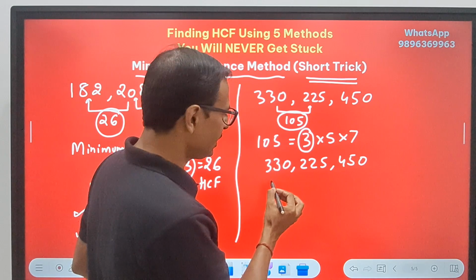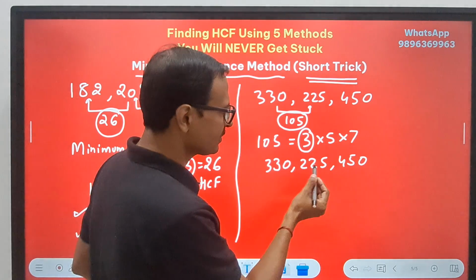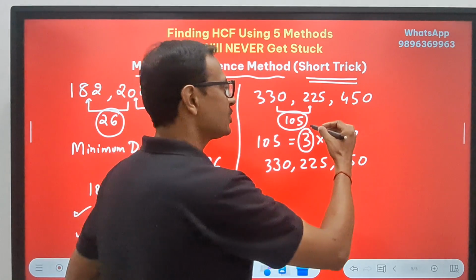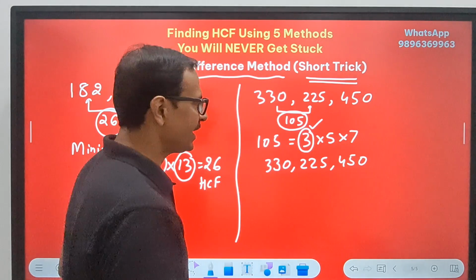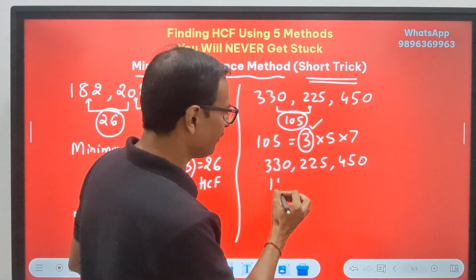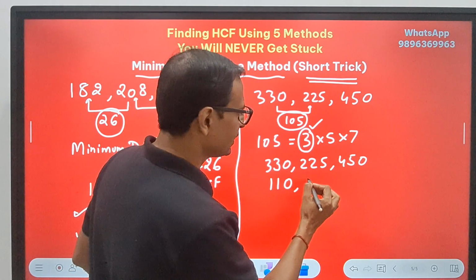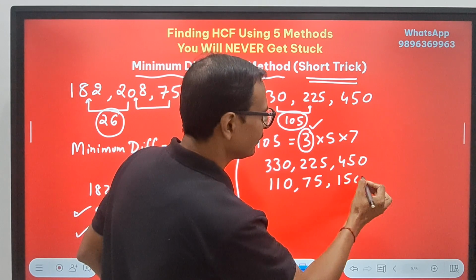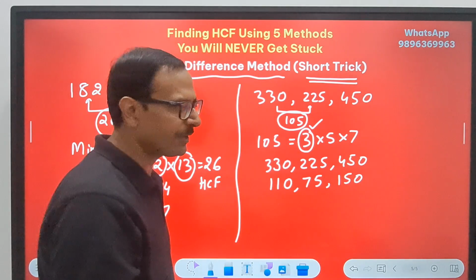Okay. 3, it divides this, it divides this, and it divides this. So 3 will be a part of HCF. Let's divide it by 3. 110, 75 and 150. So these are the numbers which are left now.